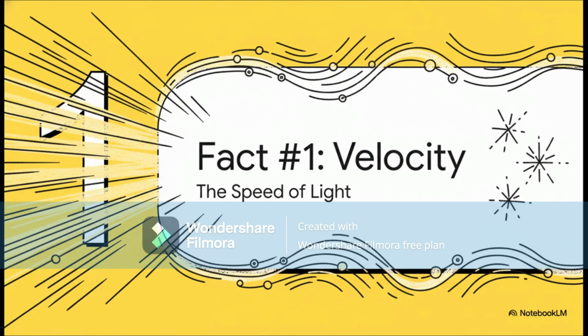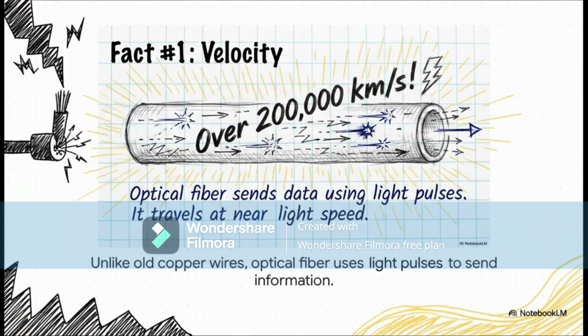All right, fact number 1. And this one is all about speed. And I don't just mean fast. I mean like light speed fast. So for years and years, we used these old, clunky copper wires. They sent information using electricity. And hey, it worked. But then optical fiber came along and completely changed the game. Because instead of electricity, it uses pure light.